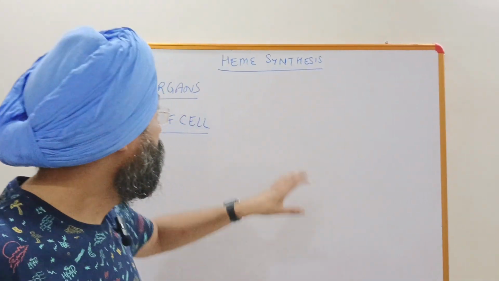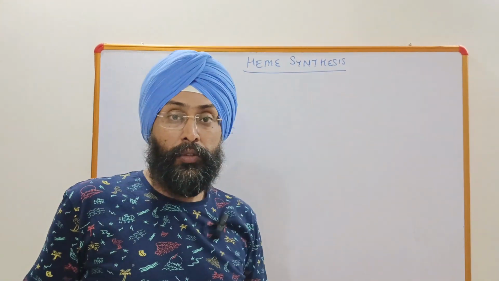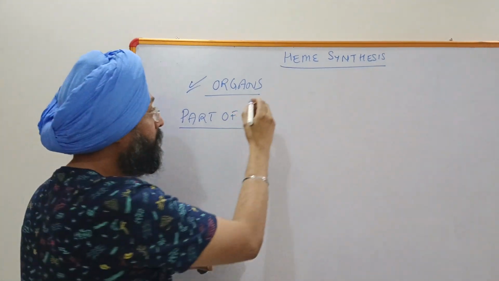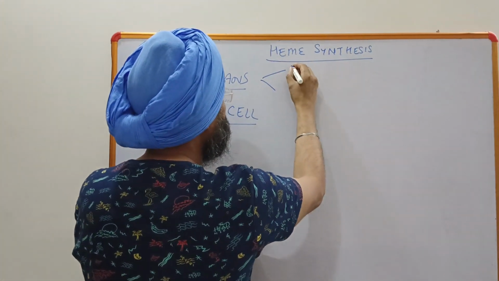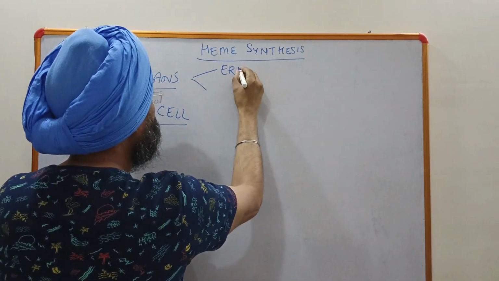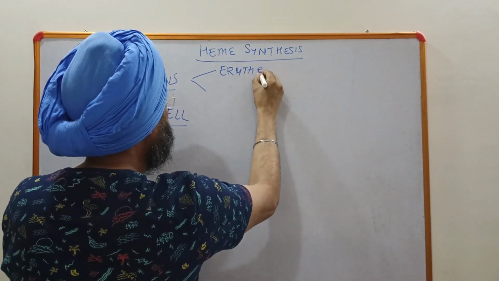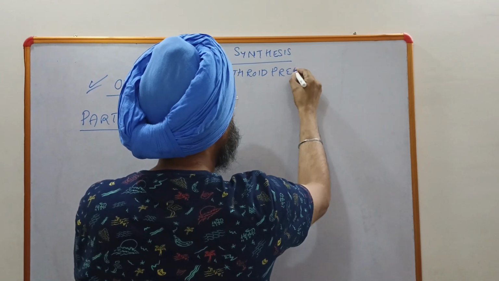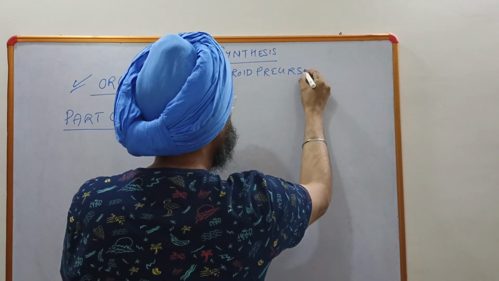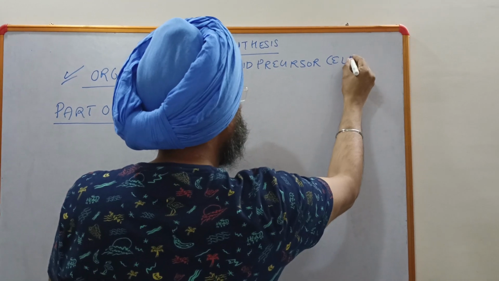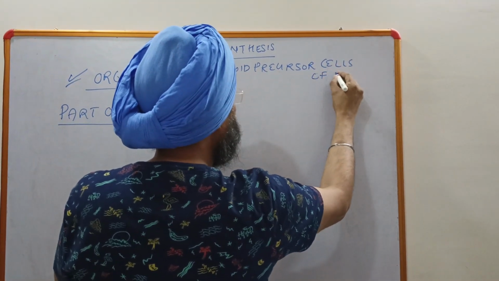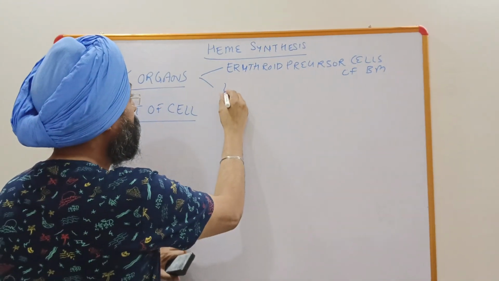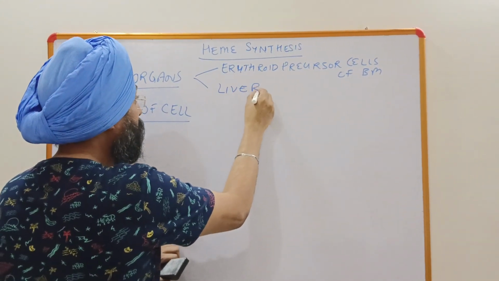Today we'll discuss heme synthesis, right? So, first of all, the organ in which it takes place. There are two major organs. First is the erythroid precursor cells of bone marrow, right? And the second major organ is the liver, right?